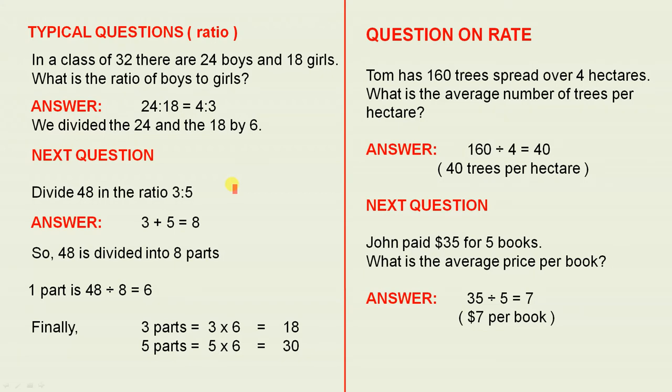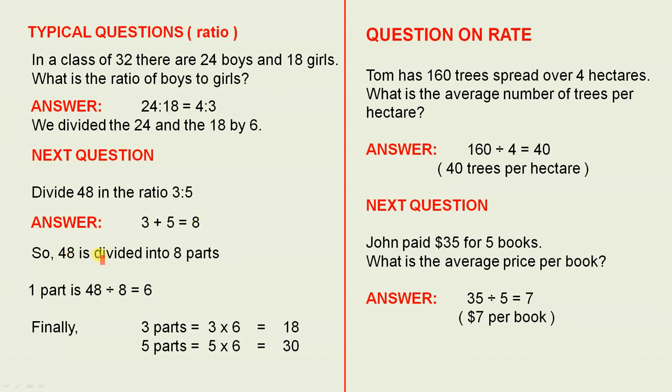Next question. Divide 48 in the ratio 3:5. Now, let's look at the 2 parts. 3 parts plus 5 parts. There are 8 parts altogether. Now the trick is to find out what 1 part represents.